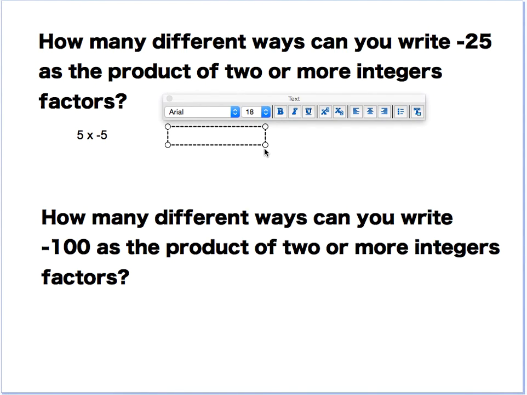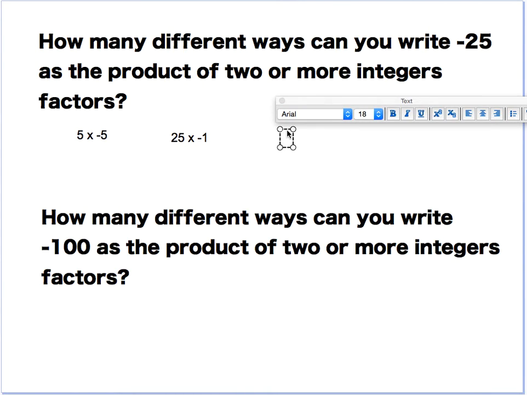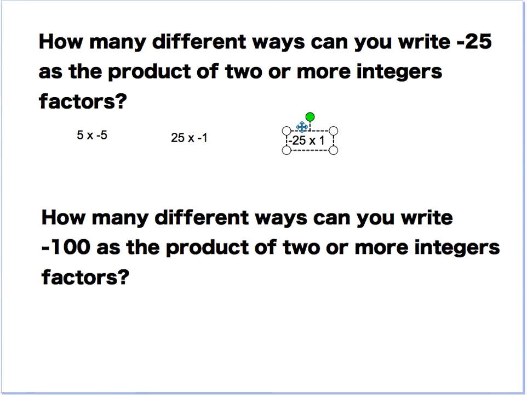We also could do 25 times negative 1. And vice versa, we could do negative 25 times 1. All of these would give us a product of negative 25.